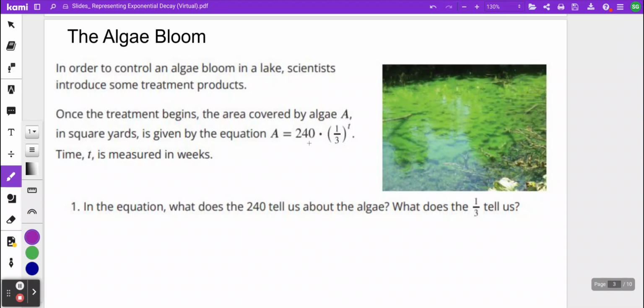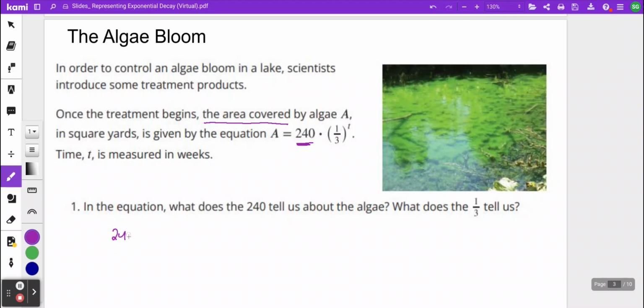Starting with the 240, notice that is the number that we're going to be multiplying. This number here always has had the same meaning, and that number right there represents the starting amount. So here, the 240 tells us that's the starting amount of algae. I want to make that a little more specific. Is that like the number of algae? I don't even know how you would count algae. Is it the weight of the algae, the starting amount of algae? Like what? How are we measuring that starting amount? And we're told in the story it's the area covered.